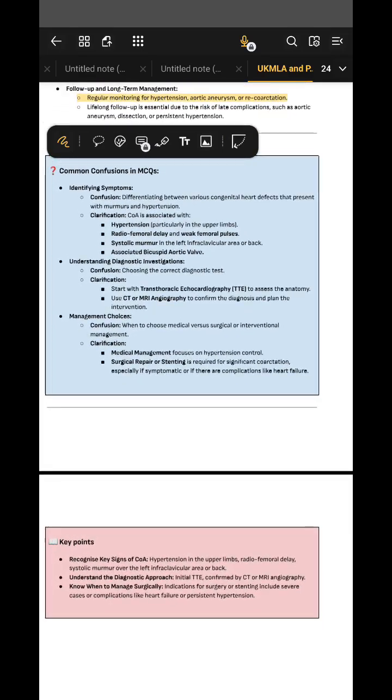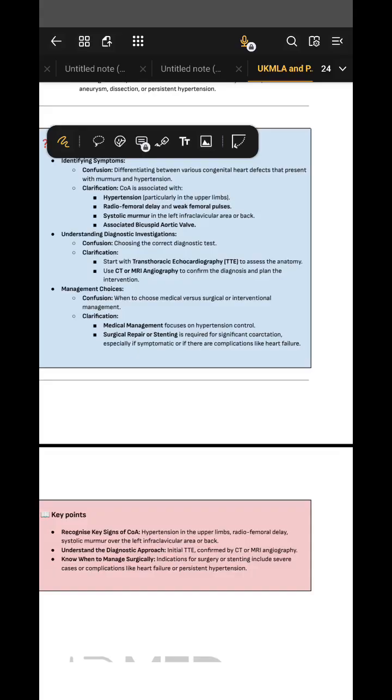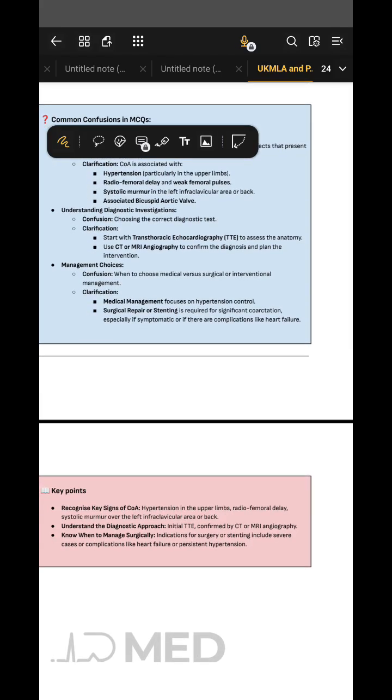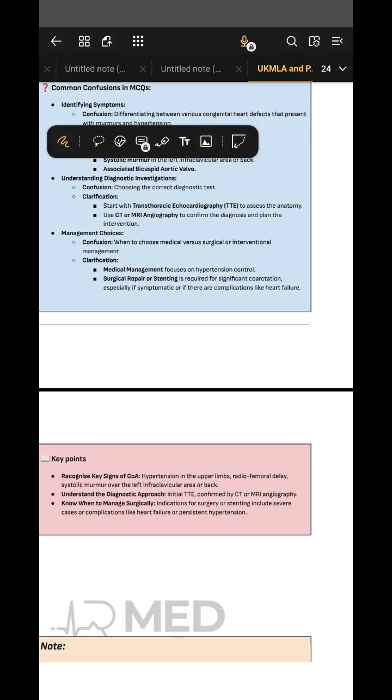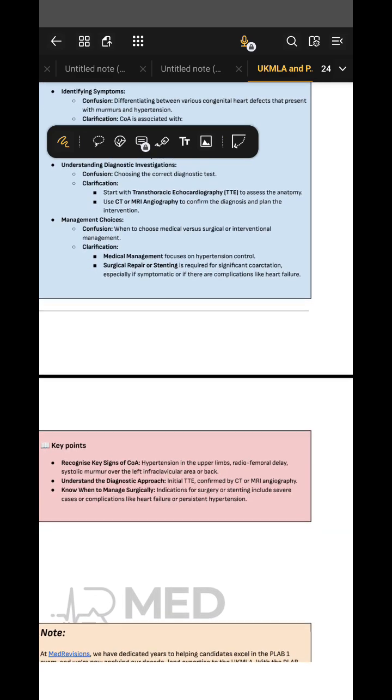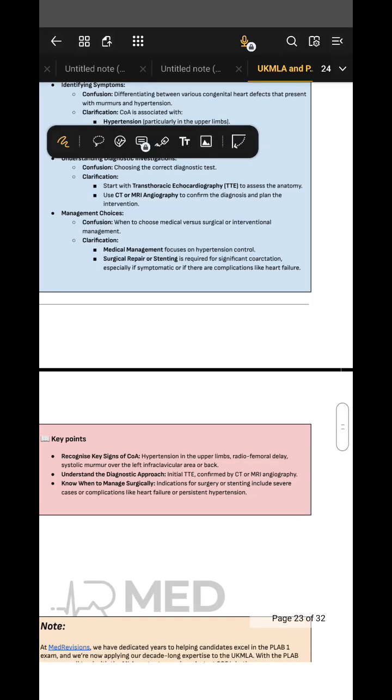So what is the common confusion? Congenital heart defects present with a murmur and hypertension, and coarctation is associated with hypertension in the upper limb and radiofemoral delay: the arm has a high pulse and the femoral has a low pulse. A systolic murmur in the left infraclavicular area is vague, associated with a bicuspid aortic valve. So look at this diagram.